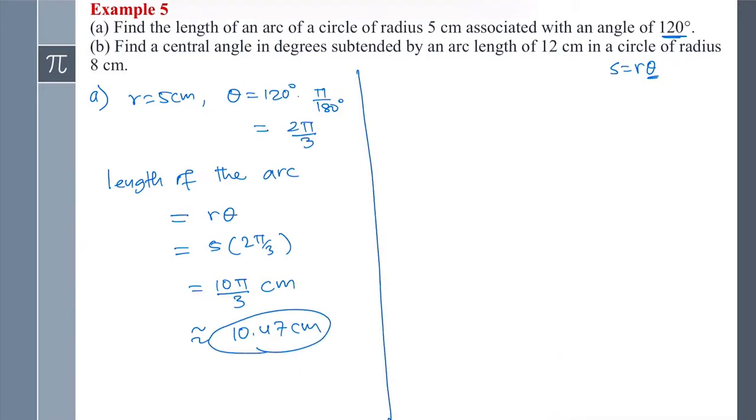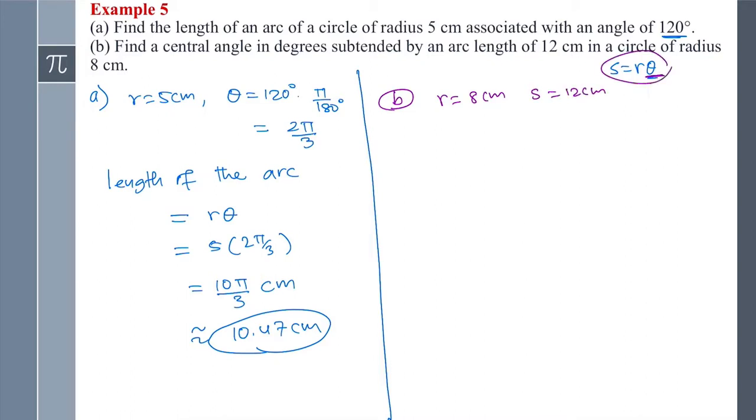Let's look at B of that question. B says find the central angle. Now it's asking us to find the angle in degrees subtended by an arc length of 12 centimeters in a circle of radius 8 centimeters. So we are given r equals 8 centimeters. We are given the arc length s equals 12 centimeters. And then we are asked to find theta.